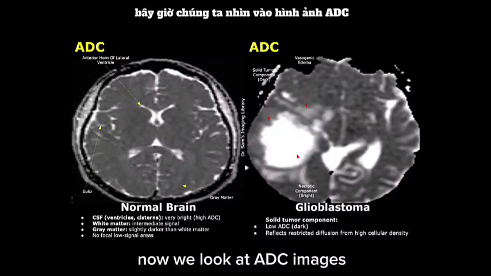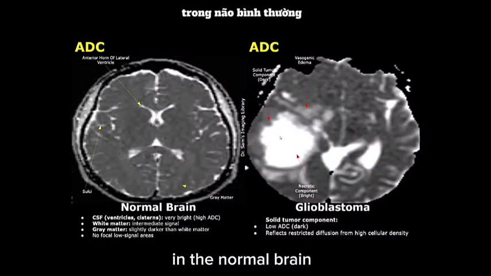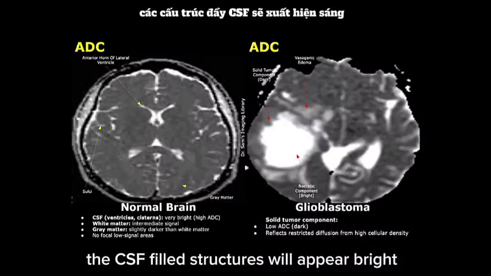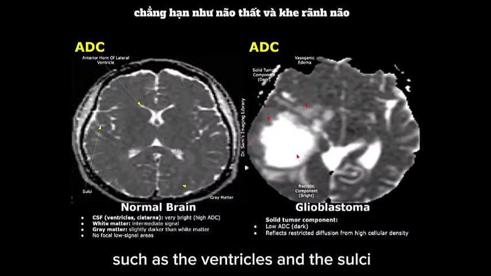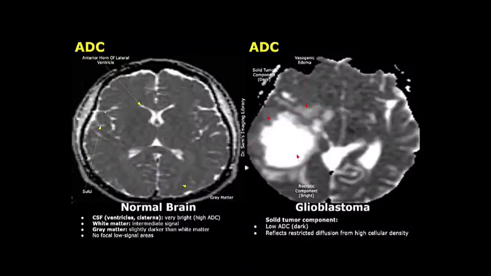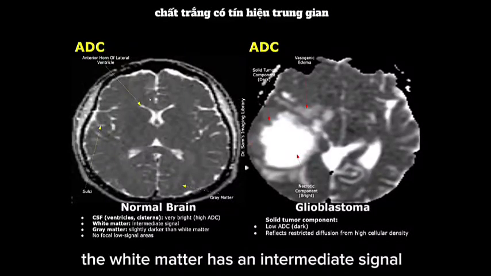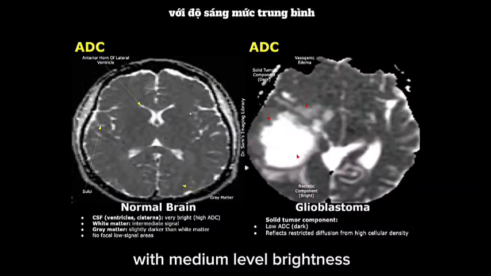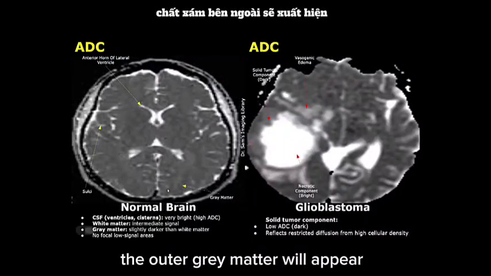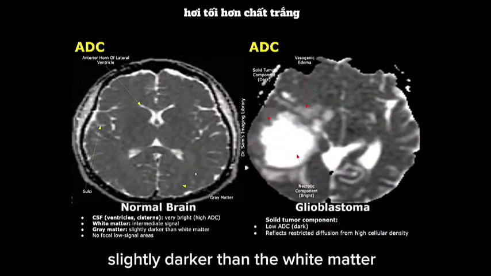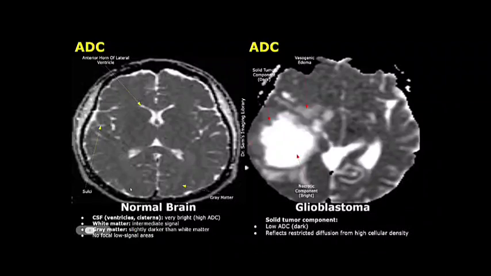Now we look at ADC images. In the normal brain, the CSF-filled structures will appear bright, such as the ventricles and the sulci. The white matter has an intermediate signal with medium-level brightness. The outer gray matter will appear slightly darker than the white matter, but it is very subtle.